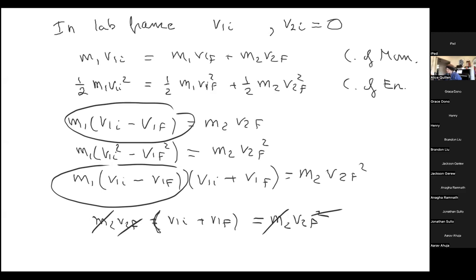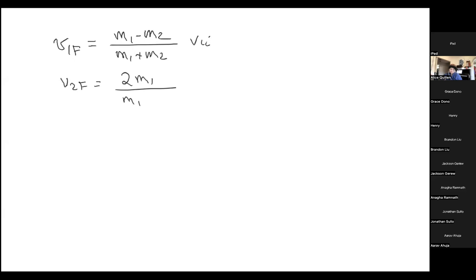So doing that, I'm just going to write down the answers. Let's go back to the beginning. Good. So I'll write down the answers. v1f equals this times v1i, and v2f is equal to 2m1 over (m1 plus m2) times v1i. So these are the final velocities.